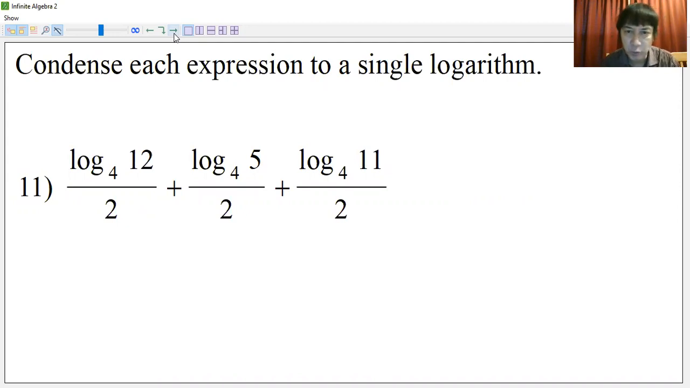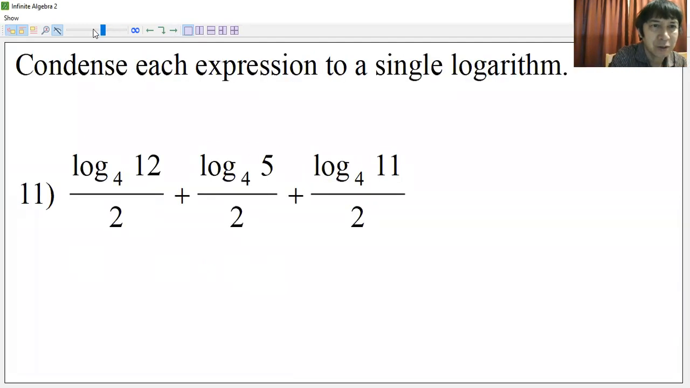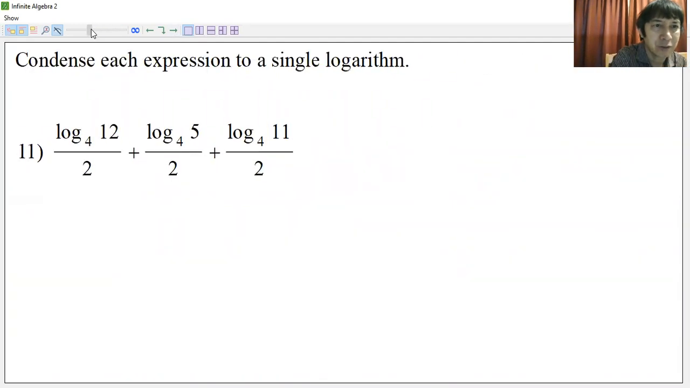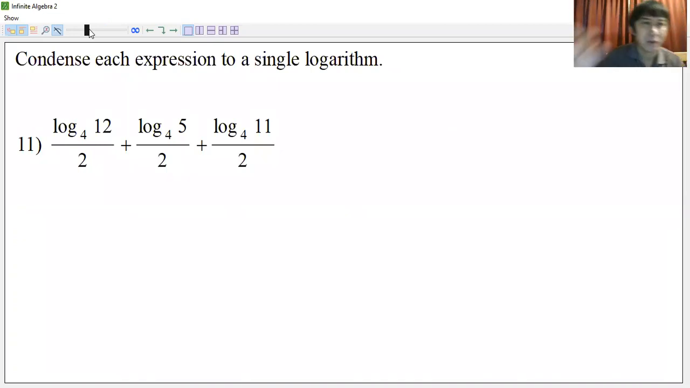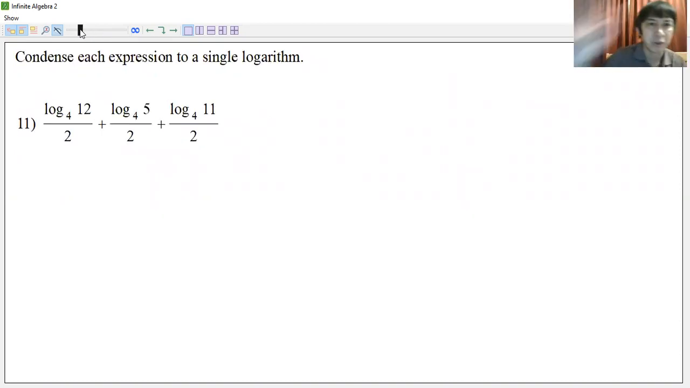Let us try to make the displayed problem smaller so that we will have more space to write on. Okay, so let us shrink it. Okay, now we have more space. Will that be small enough? That will be too small. Okay, that will be it. We have more space to write on. All right, condense each expression to a single logarithm.